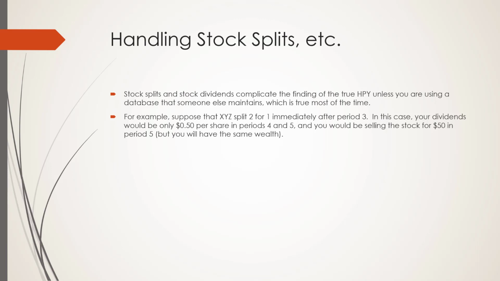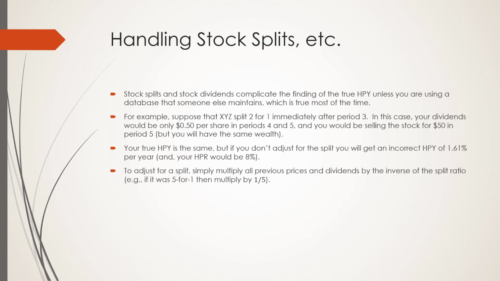So, imagine that XYZ split 2 for 1, that's the company that we were looking at, immediately after period 3. In this case, your dividends would be 50 cents per share instead of $1 per share in periods 4 and 5, and you would sell the stock for 50, not 100. But in fact, a stock split has no economic impact, so you didn't lose any money. If it split 2 for 1, you just have twice as many shares at half the price. So the data has to be adjusted, and normally you don't have to worry about this because you're using a database that somebody else maintains, and they'll take care of all of this.